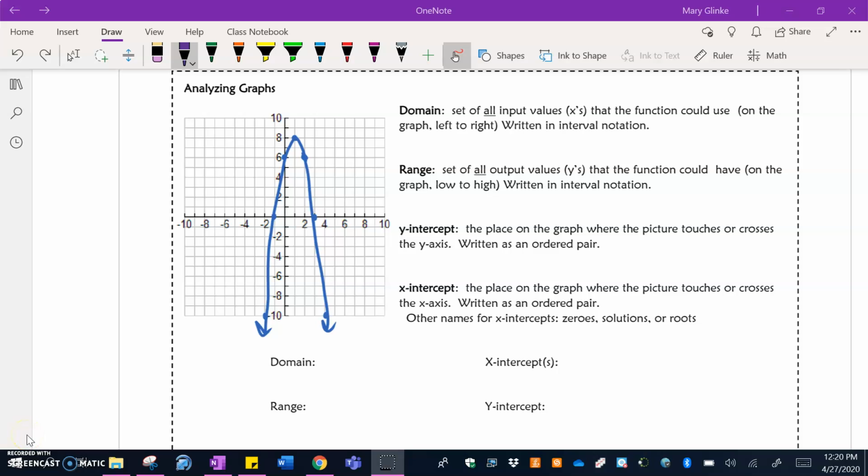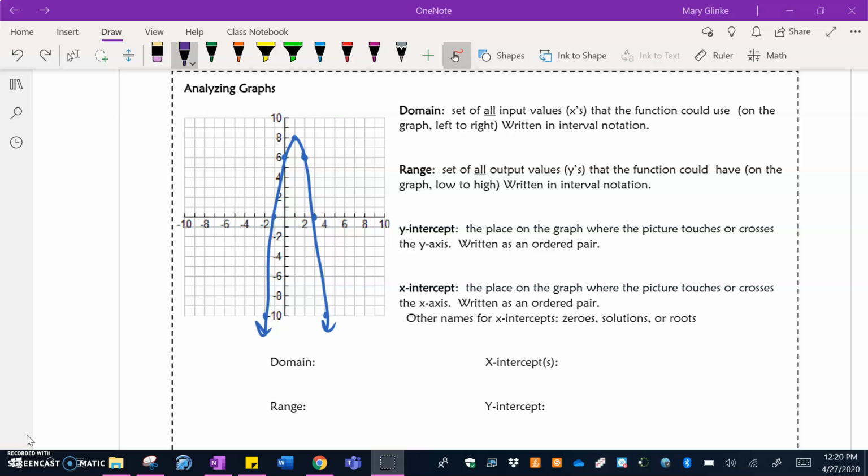Hello, this topic is analyzing graphs. We're going to be looking at different graphs of different functions and finding the domain, range, x and y intercepts, increasing, decreasing, maxes, mins, and behavior of graphs. So the first couple, the domain and the range, should be somewhat familiar to us.